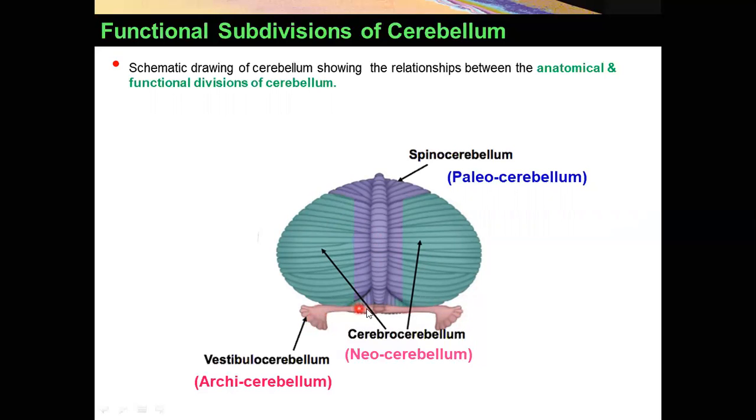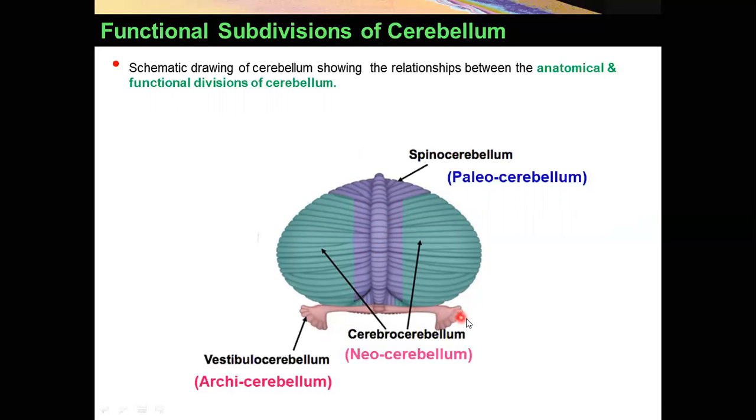So the oldest part, the first part of the cerebellum that develops during the embryonic life, is the vestibulocerebellum. This is called also the archicerebellum, the oldest part of the cerebellum. And then the vermis and surrounding cerebellar hemispheres, this part is called the spinocerebellum. Phylogenetically, this is the paleocerebellum. Functionally, spinocerebellum.